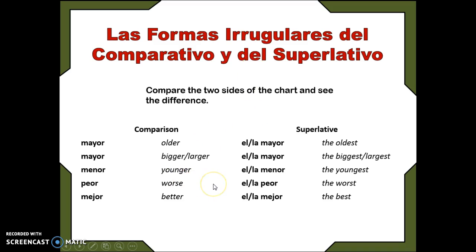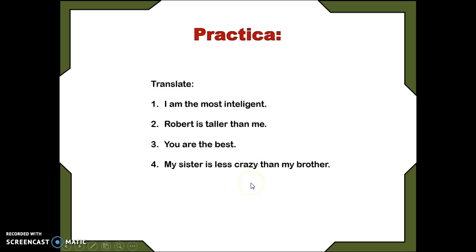Now I have this chart for you guys just so you can kind of see and gauge the difference between the comparative and superlative side by side. Okay, so look at this. Mayor means older, but el or la mayor, the oldest, right? Mejor, better. El or la mejor, the best. So just take a look at these, write them down, and just know the difference, right? These articles make all the difference.